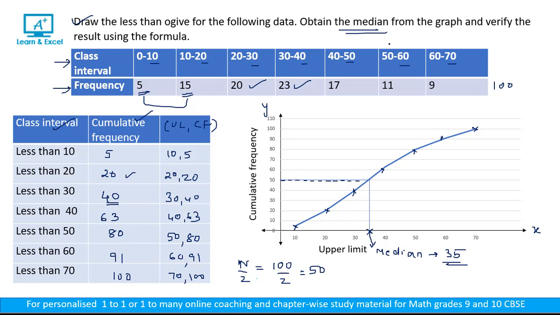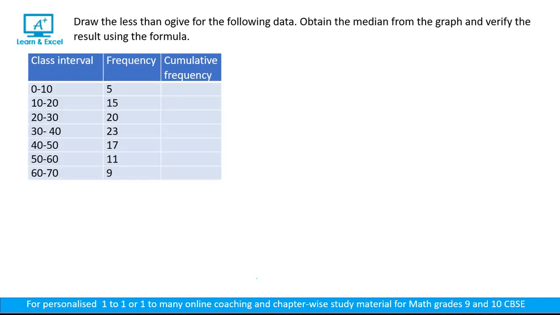Let us now verify this with the formula. Whatever data was given to us, we write it in column form like this. The first column will be our class interval and in the second column we will write the frequency. Whenever we have to find the median, we have to find the cumulative frequency. So the first is going to be 5. The second is going to be 5 plus 15, which is 20. Then 20 plus 20, 40. Then 40 plus 23, 63. Then 63 plus 17, 80, and then 80 plus 11, 91, and 91 plus 9, 100.